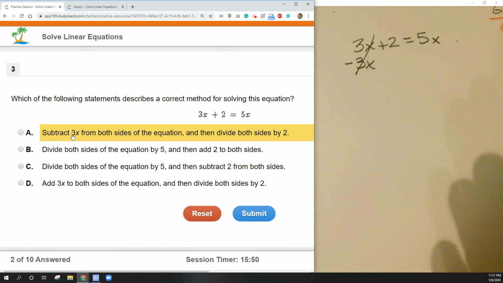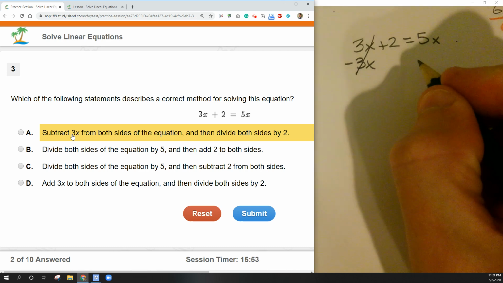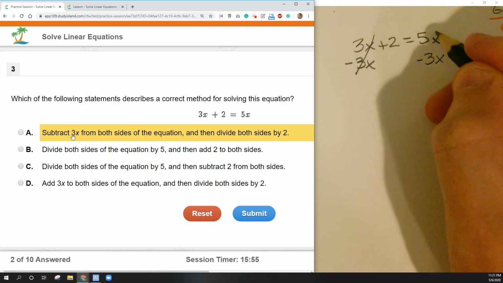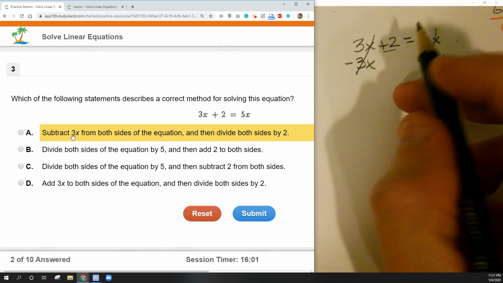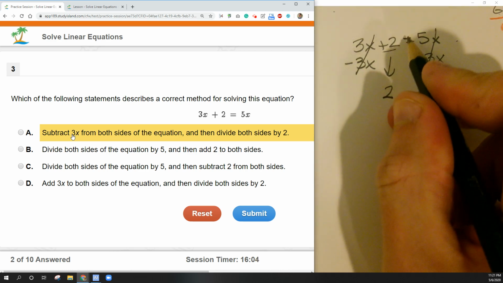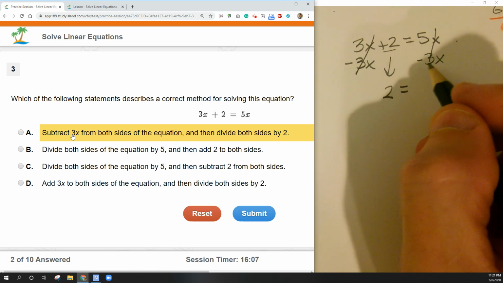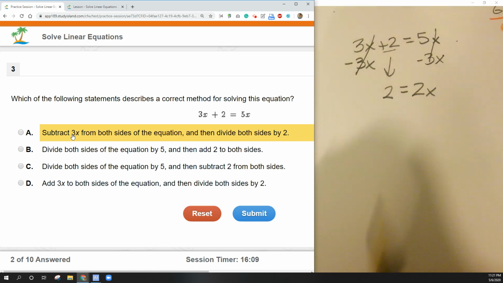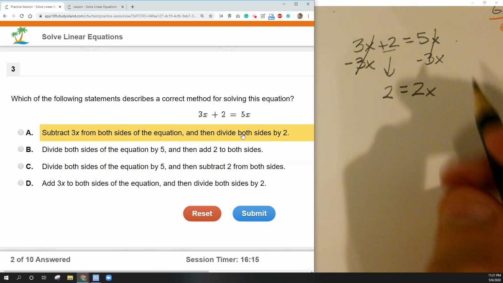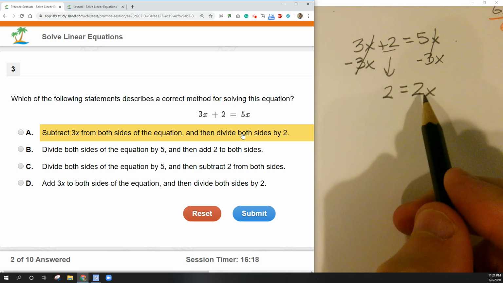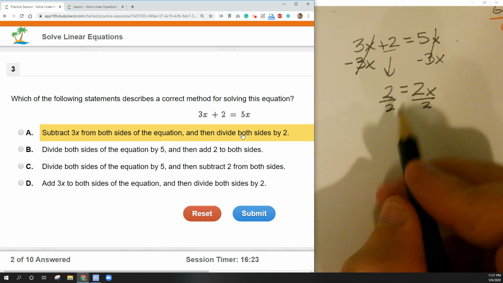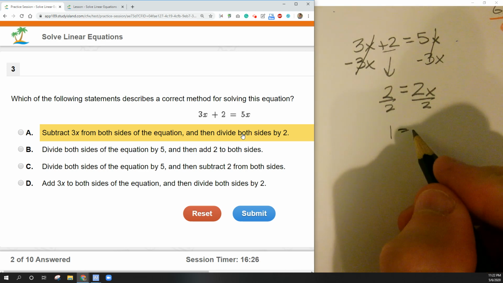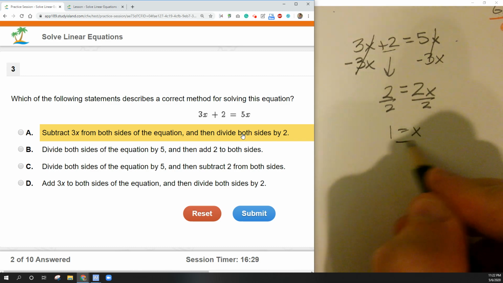And of course, if I add or subtract something from one side of the equation, I have to do it to the other side. So I subtract 3x on the other side as well. So 3x's are gone from the left side, and all I have left is positive 2. So the positive 2 comes down, my equal sign comes down, and 5x minus 3x is 2x. Now, does it make sense why you want to divide both sides by 2? Sure it does, because it says 2 times x. And now I want to get rid of this 2 by dividing by 2. 2 divided by 2 on the left side is 1. 2x divided by 2 on the right side is 1x. So we have 1 equals x, and that's our solution.